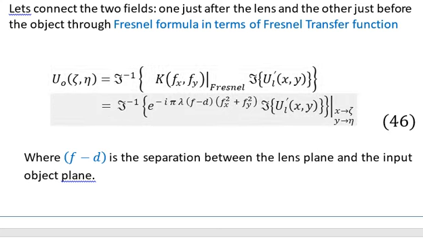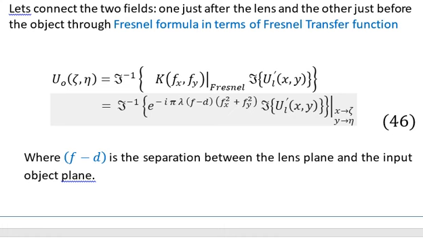So you see that in the second step we have substituted the values of capital K of fx comma fy, and you can see that we have put the distance as f minus d. So f minus d is the distance through which the transfer function will help us find out the field after traveling this distance. So we have the transfer function e to the power minus iota pi lambda, within the parenthesis we have f minus d, multiplied by the Fourier variables, which is fx square plus fy square, and of course at the end we have to calculate the Fourier transform of the field after the lens.